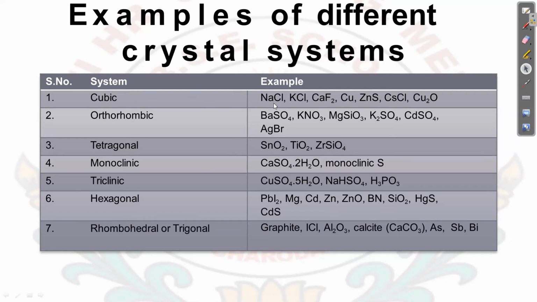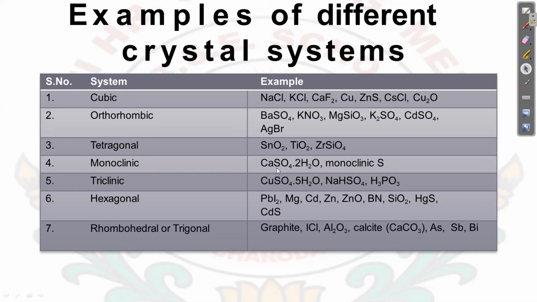First is the cubic. For cubic: NaCl, KCl, CaF2, Cu (copper), ZnS (zinc sulfide), cesium chloride, copper oxide. All these have a cubic cell. Next is the orthorhombic: barium sulfate, potassium nitrate, magnesium silicate, K2SO4 (potassium sulfate), cadmium sulfate, AgBr (silver bromide). Tetragonal structure can be seen in tin oxide, titanium oxide, zirconium silicate. Next is the monoclinic.